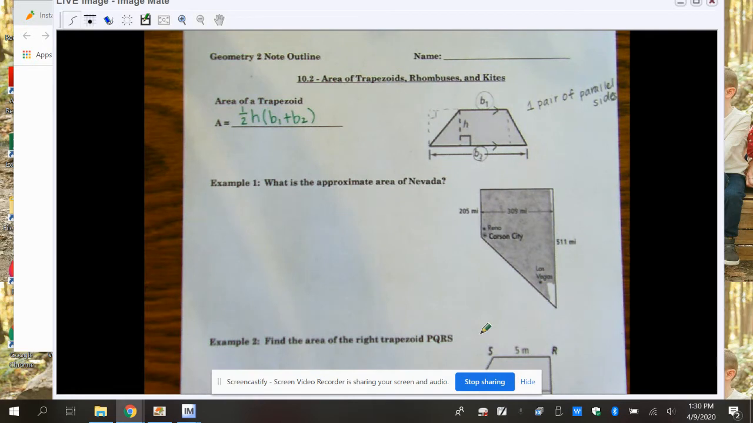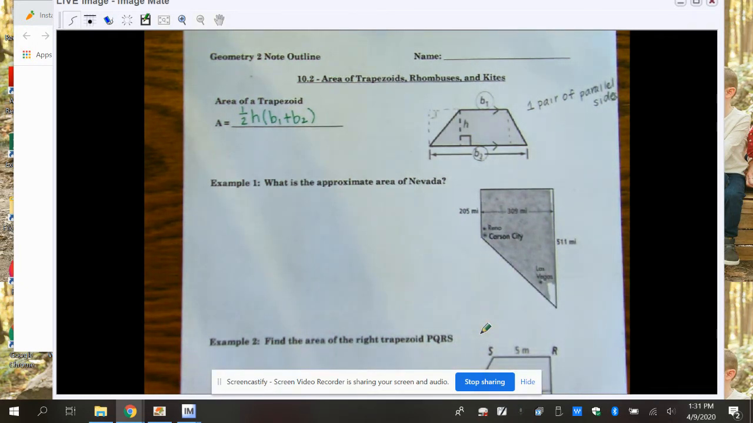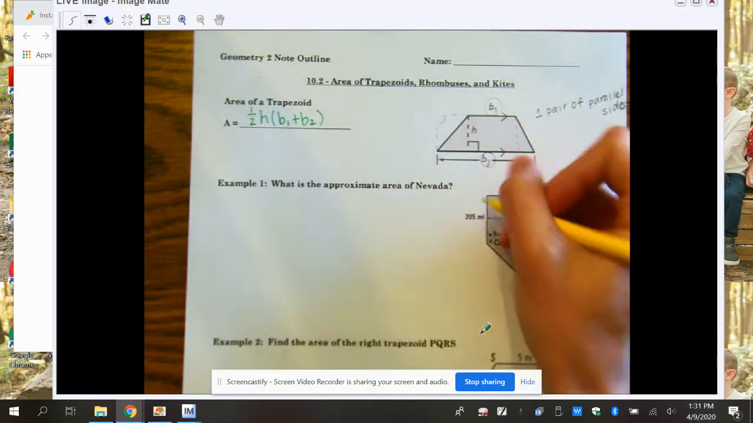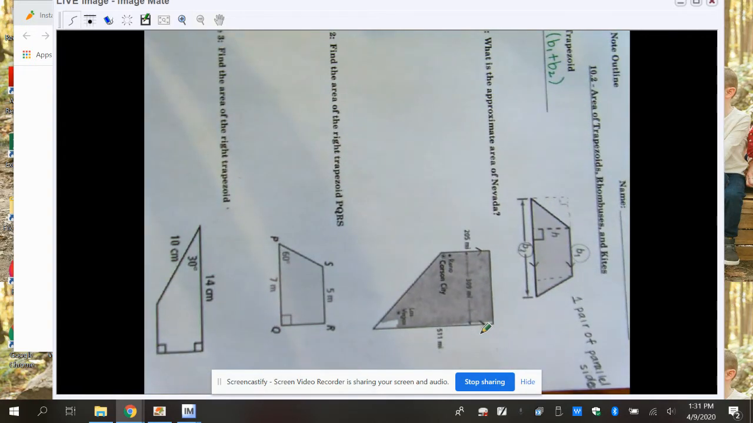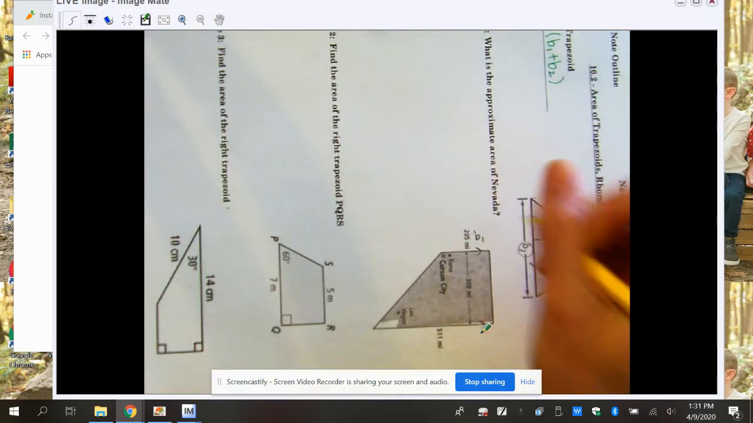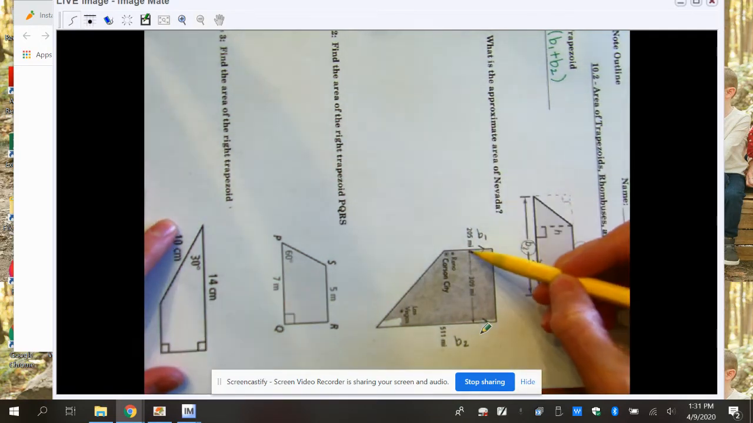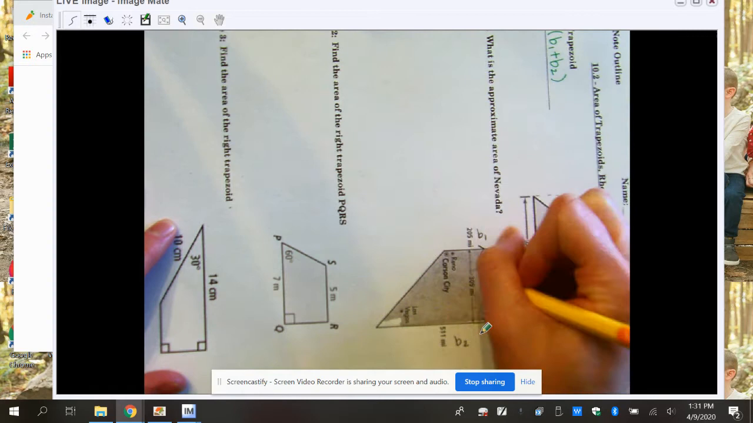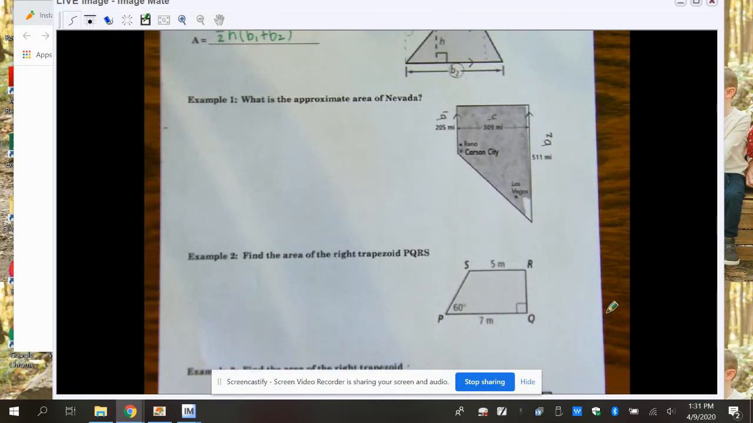All right, so this first example is looking at the state of Nevada, and we're going to find the approximate area of the state. This state is actually a trapezoid because we've got this side and this side right here that are parallel. If we turn our paper this way, this would be one of our bases, and that would be the other one. It doesn't matter which base you call which. And then it looks like here is my height, the distance from one base to the other. This one's nice because I have everything that I need in order to find this area.